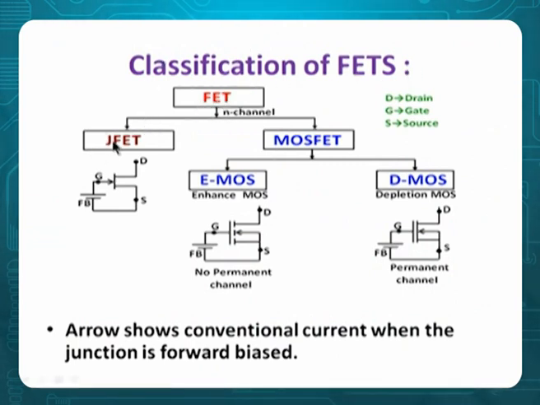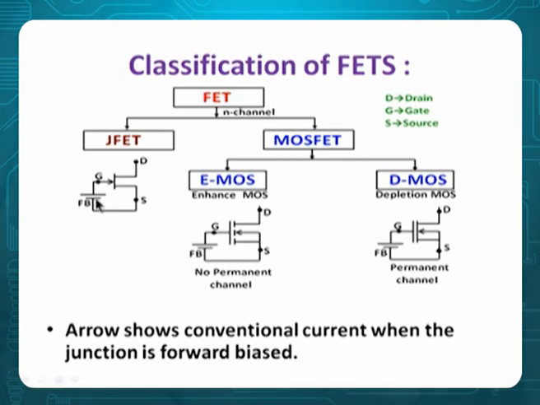FET is JFET, the symbol is this. Then MOSFET: E-MOSFET, enhancement MOSFET, and depletion MOSFET. Then this is the symbol. No permanent channel, that's why a dotted line. Permanent channel, thick line. Here D means drain, G means gate, S means source. But what is the arrow here? The arrow shows conventional current when the junction is forward biased.